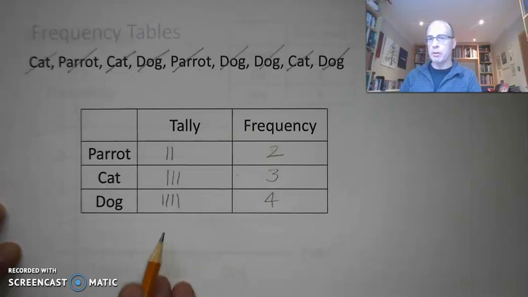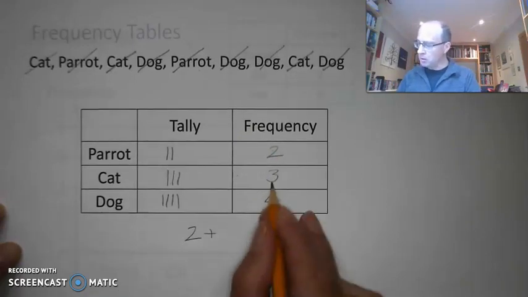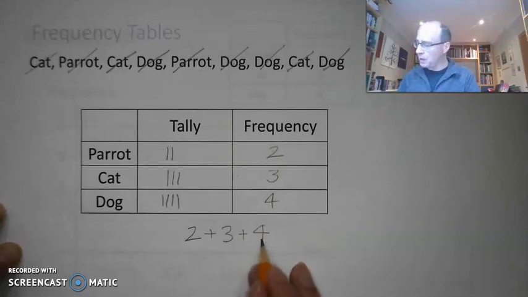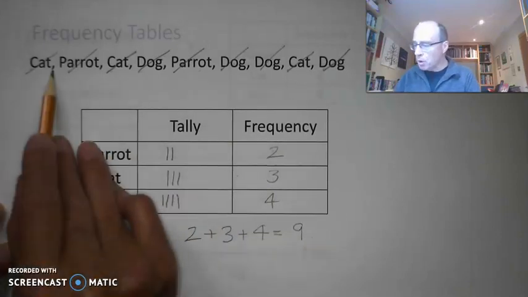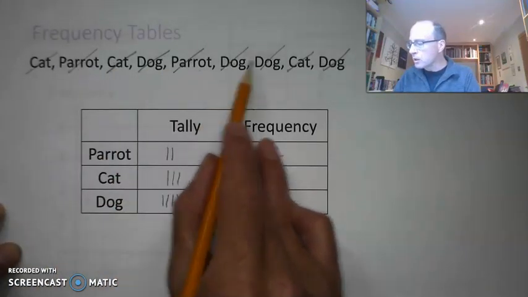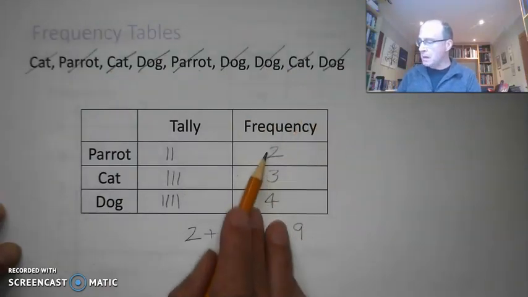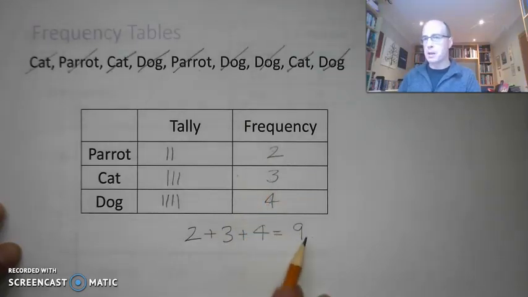I can do a quick check when I finish because I take 2 and I add 3 and then I add the last category, which was 4. 2 plus 3 is 5 plus 4 is 9. Well, I had 1, 2, 3, 4, 5, 6, 7, 8, 9 people that I asked, and if I add my counts up, 2 plus 3 is 5 plus 4 gives me my 9. So I know I haven't missed any bits of data off.